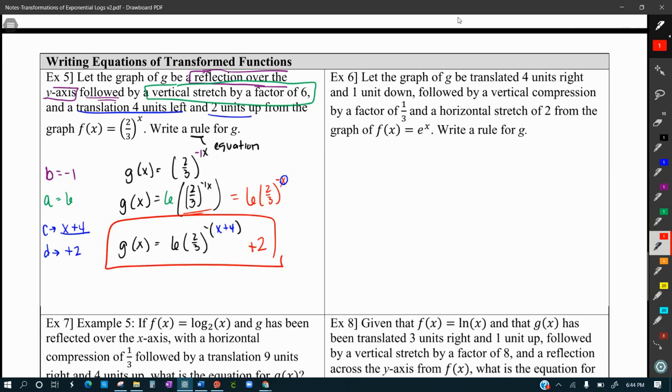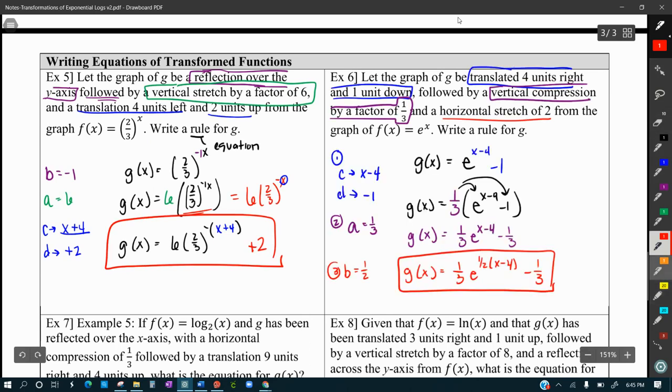Pause the video and try example 6. And here's your solution for number 6. Please remember, when you apply an a, it has to be multiplied to the entire function from the previous step, which includes the -1. So this needs to be distributed out to both the e here, and the 1/3 times -1 creates a -1/3.